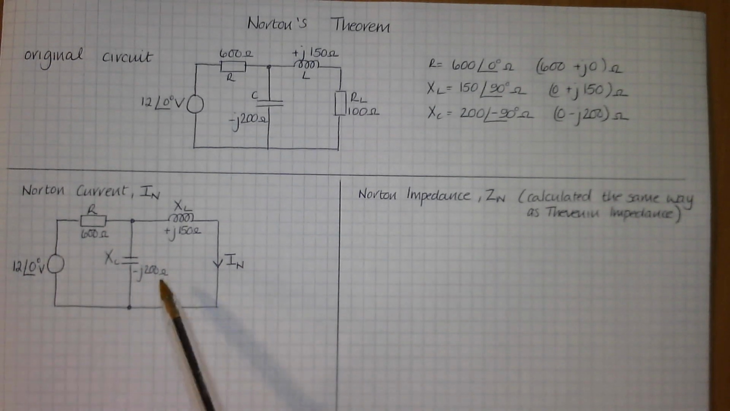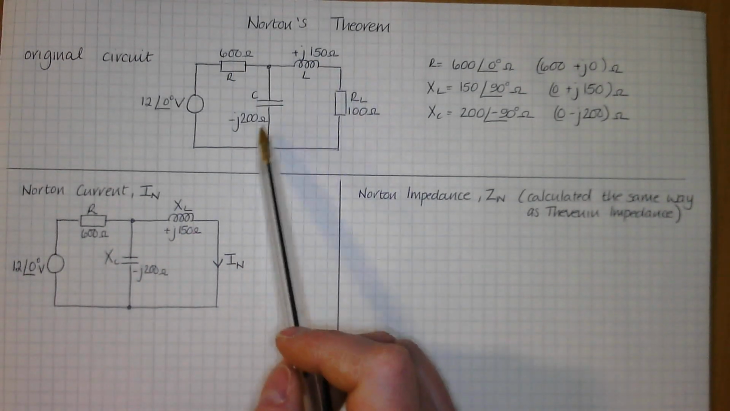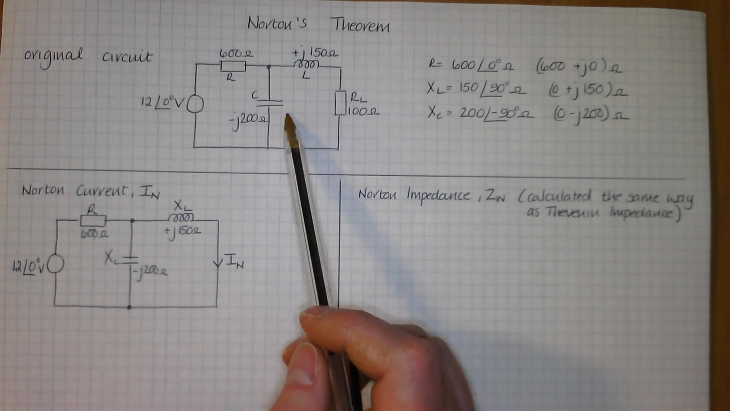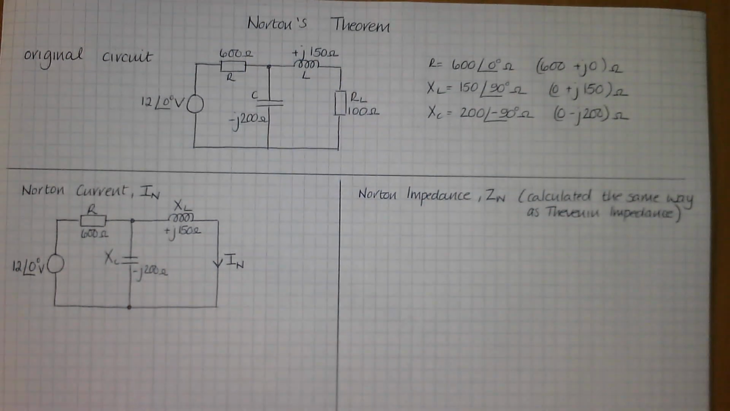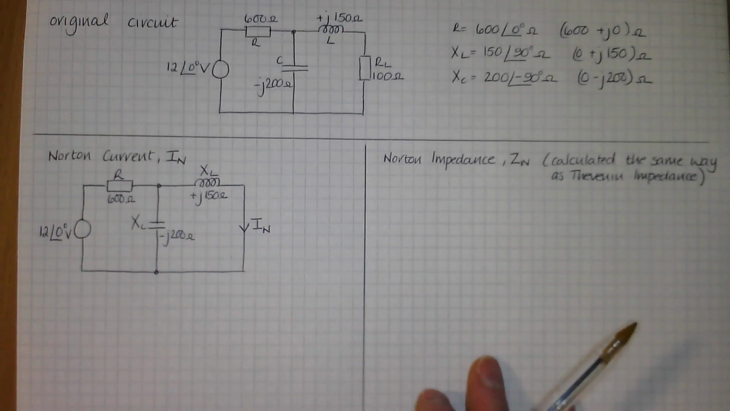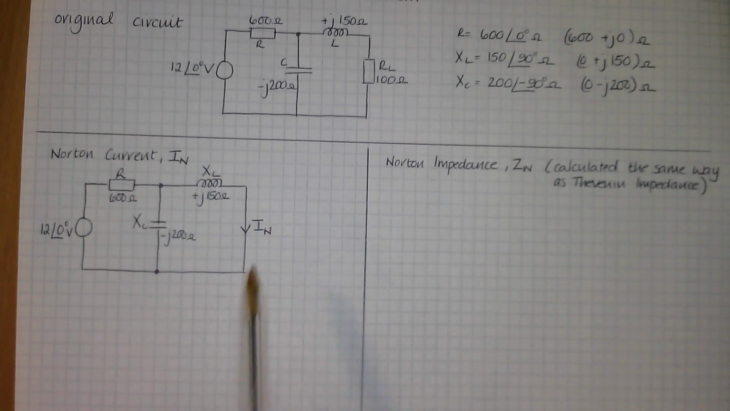And at this point you know that you don't have to work out XL or XC because these are already in ohms. When they're already in ohms you don't have to do anything like that. So what would be a strategy, do you think, to work out the value of that Norton current?